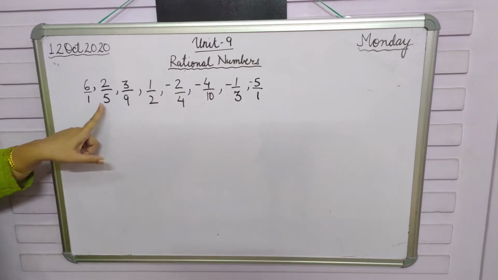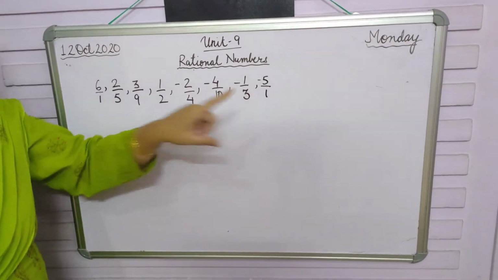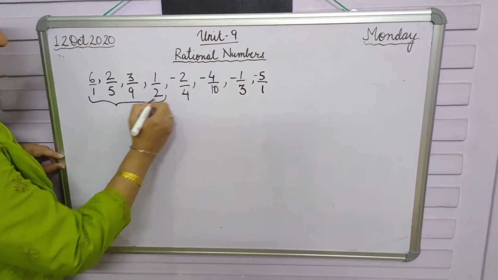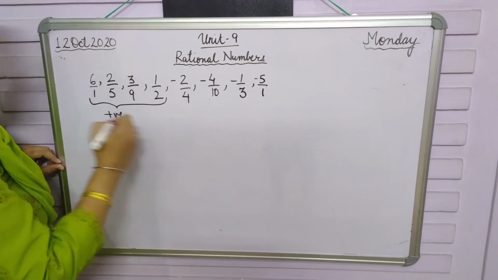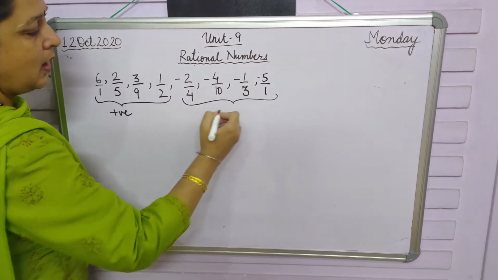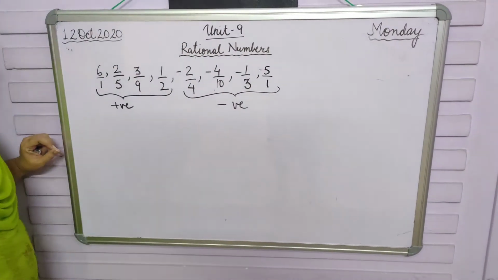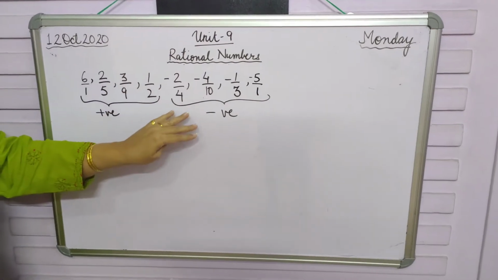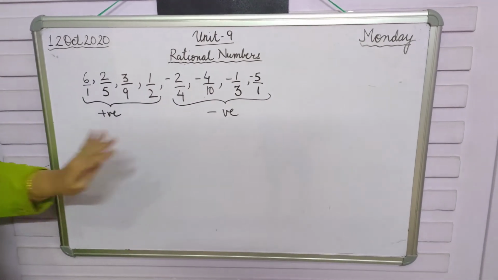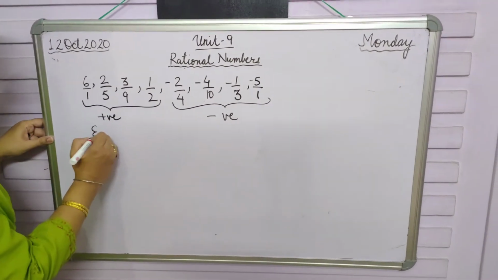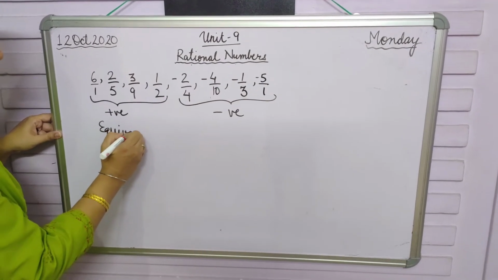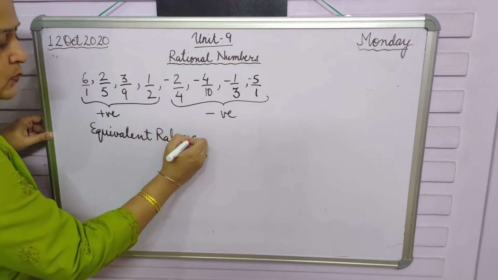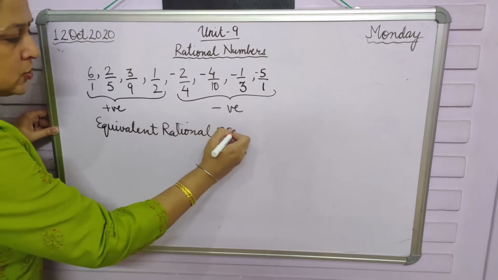So now they satisfy the properties of rational numbers. So all these are rational numbers. As you can see here, these are positive rational numbers and these are negative rational numbers. Now all operations can be performed on rational numbers just like we do with fractions. That means we can find equivalent rational numbers just as we do in case of fractions.